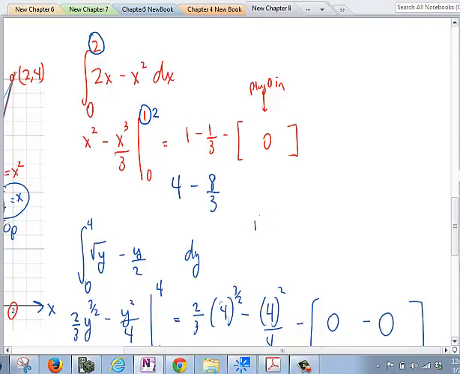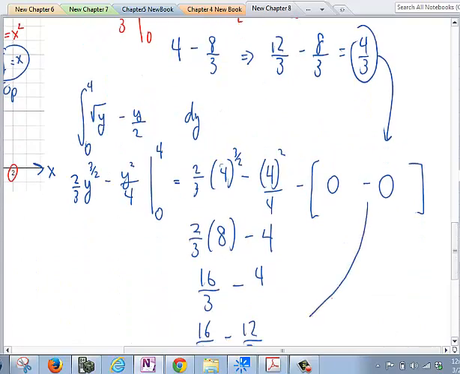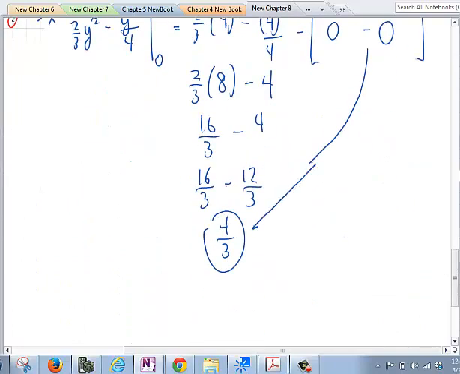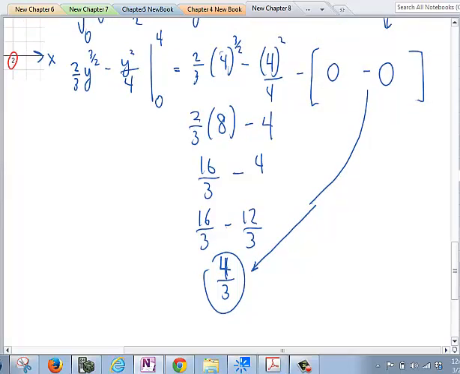So the answer to that would be, I'm sorry, 12 over 3 minus 8 over 3, which is 4 over 3. And now I match up with the answer that I got with the y integral. So as you can see, you should get the same area under the curve, no matter if you do it with a y integral or an x integral.